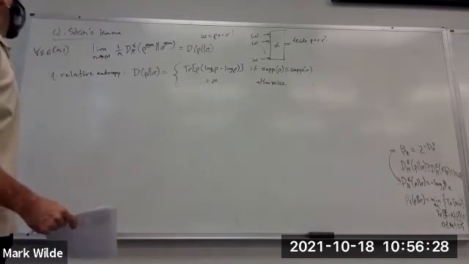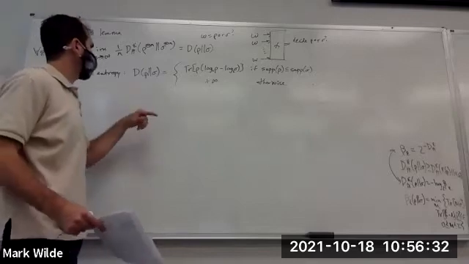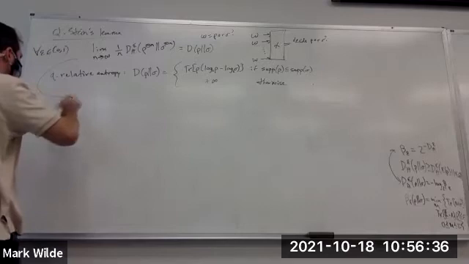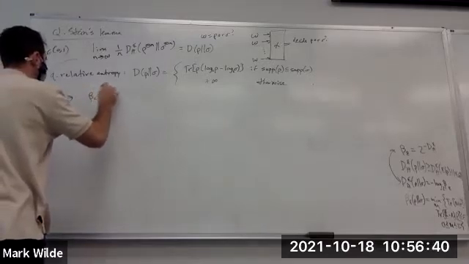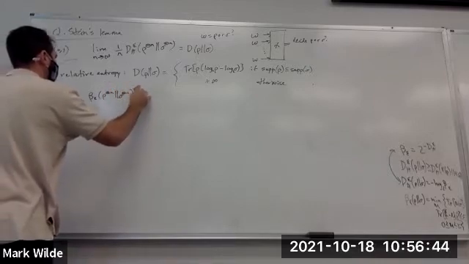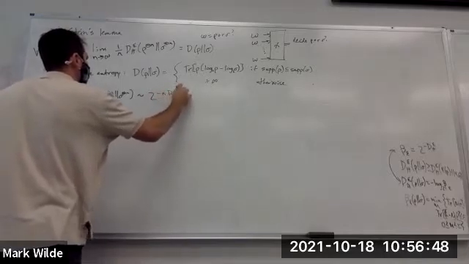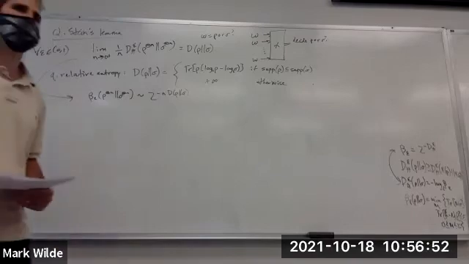All right, and so what does this theorem say? I mean, you can reinterpret this statement as saying that beta epsilon, rho tensor n, sigma tensor n, goes like 2 to the minus n relative entropy. That's roughly what it's saying.